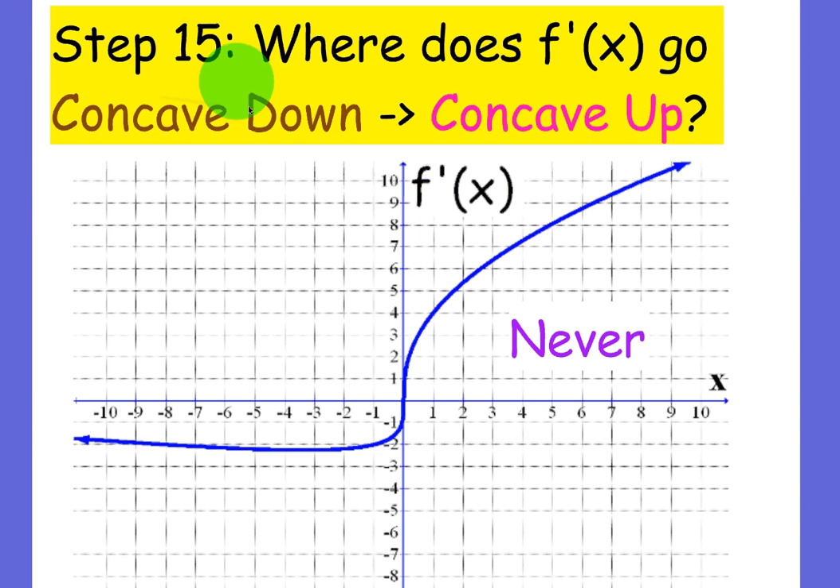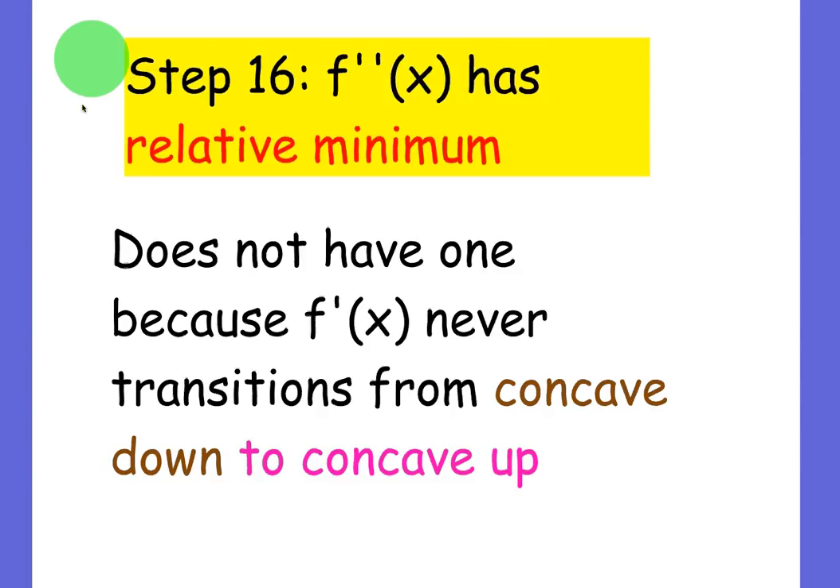Next, for step 15, where does f prime of x go from concave down to concave up? Well, never, but remember, if it does go from concave down to concave up, then the next derivative, in this case f double prime, would be going from decreasing to increasing. It would have a relative minimum. However, this does not occur because there is never a transition from concave down to concave up for f prime. So f double prime will not have a relative minimum.